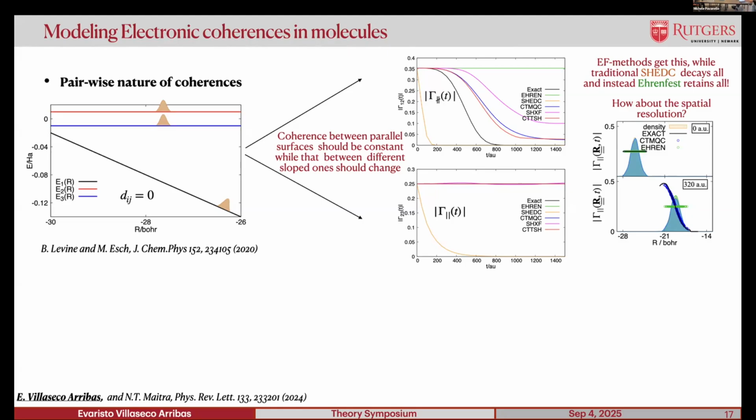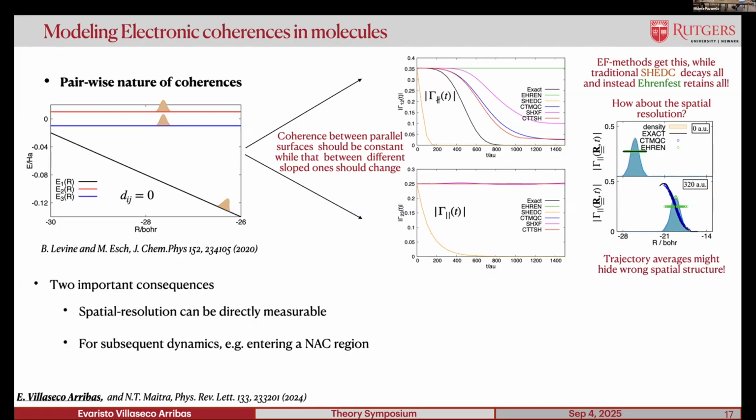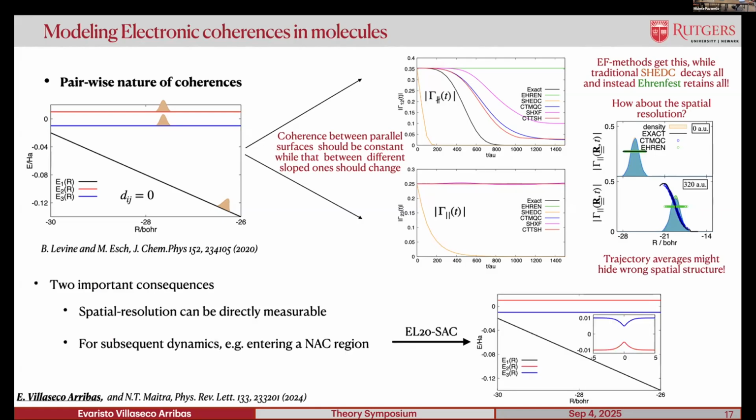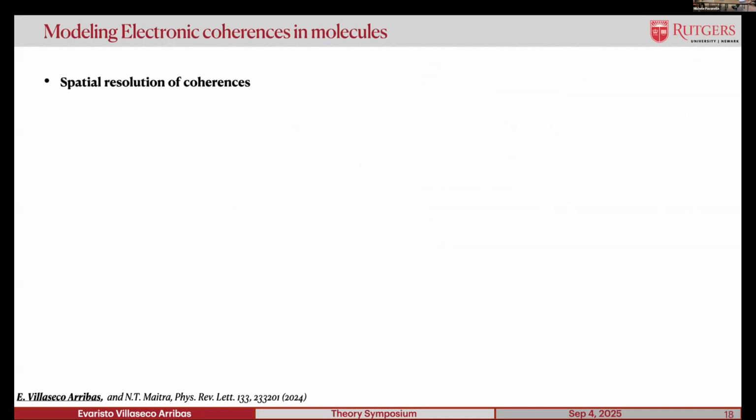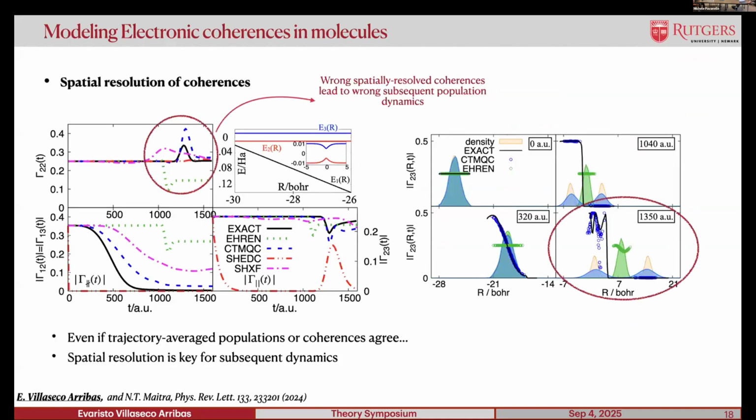Now you can imagine that this trajectory is hiding the wrong spatial structure. So this is going to be really important if we have a second interaction region. I'm going to skip the details, but you can imagine that if NFS is getting the trajectory properties wrong, then the subsequent dynamics is going to be wrong. And I'm just going to skip this part quickly.